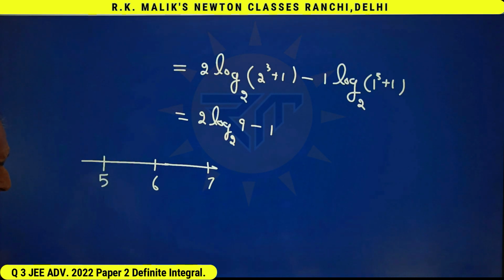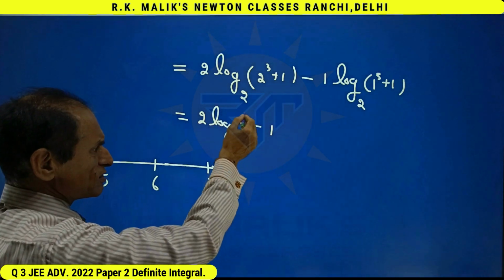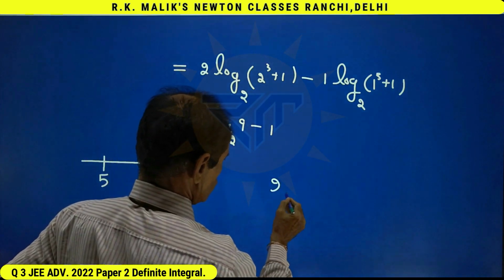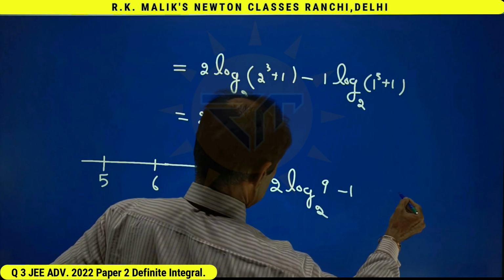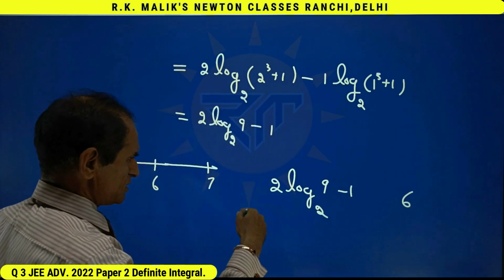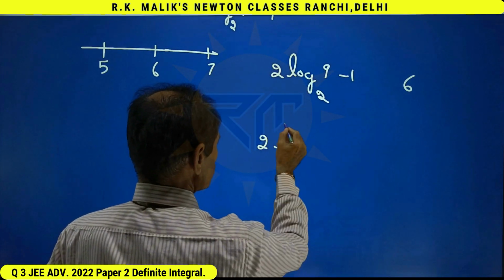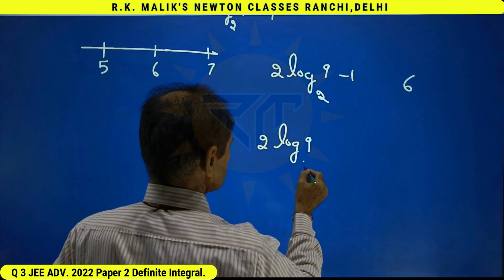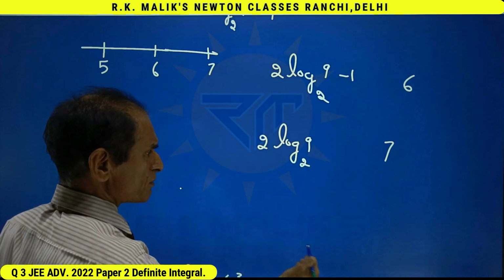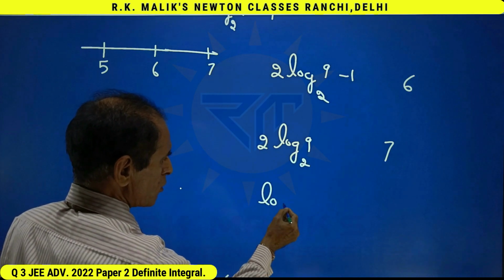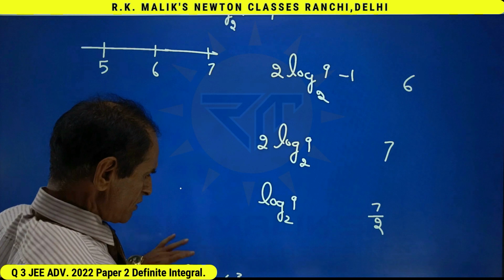It is more than 5, obvious. And now we have to check whether it is less than 6 or more than 6. See, we have to check which one is bigger: 2 log 9 to the base 2 minus 1, or 6. That is, we have to check 2 log 9 to the base 2 and 7. That is, we have to check log 9 to the base 2 and 7 by 2, which is bigger.